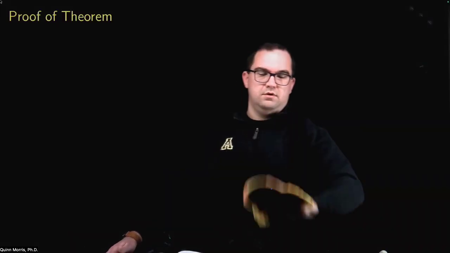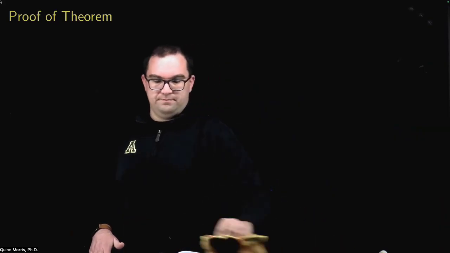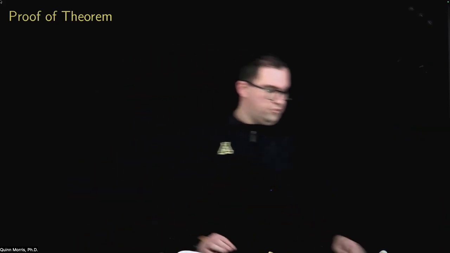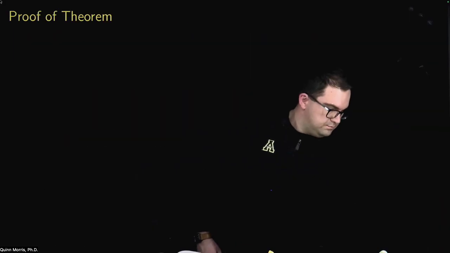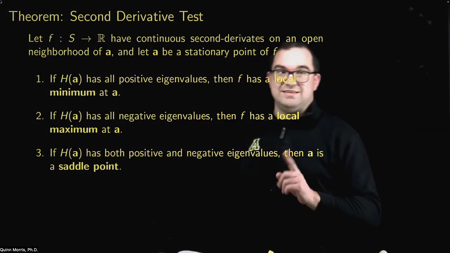Now, for the third part, just to remind us, the third part says if we have both positive and negative eigenvalues, then we're at a saddle point.